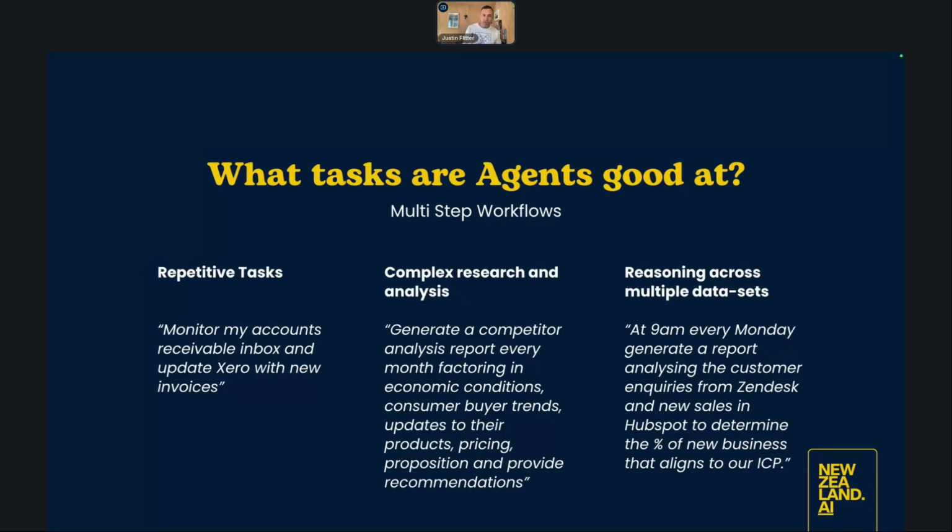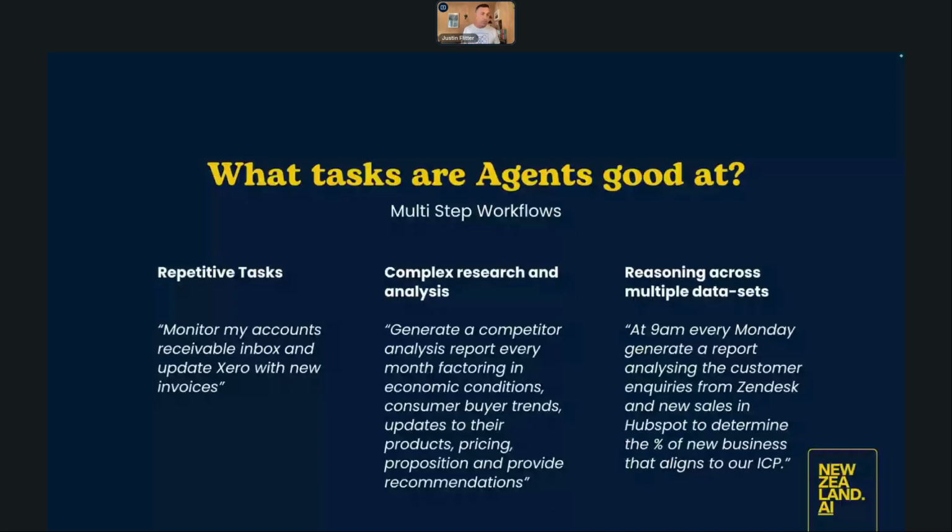It can do complex research and analysis, right? So it might be generate a competitor analysis report every month, factoring in economic conditions, consumer buyer trends, updates to products, pricing, proposition, and make a recommendation. So you want it to every month go out and do some deep research into what all of your competitors are up to, what's happening in the market, and then, based on what it knows about your business as well, provide some recommendations back in terms of how you might want to respond to any changes that your competitors are making along the way, right?